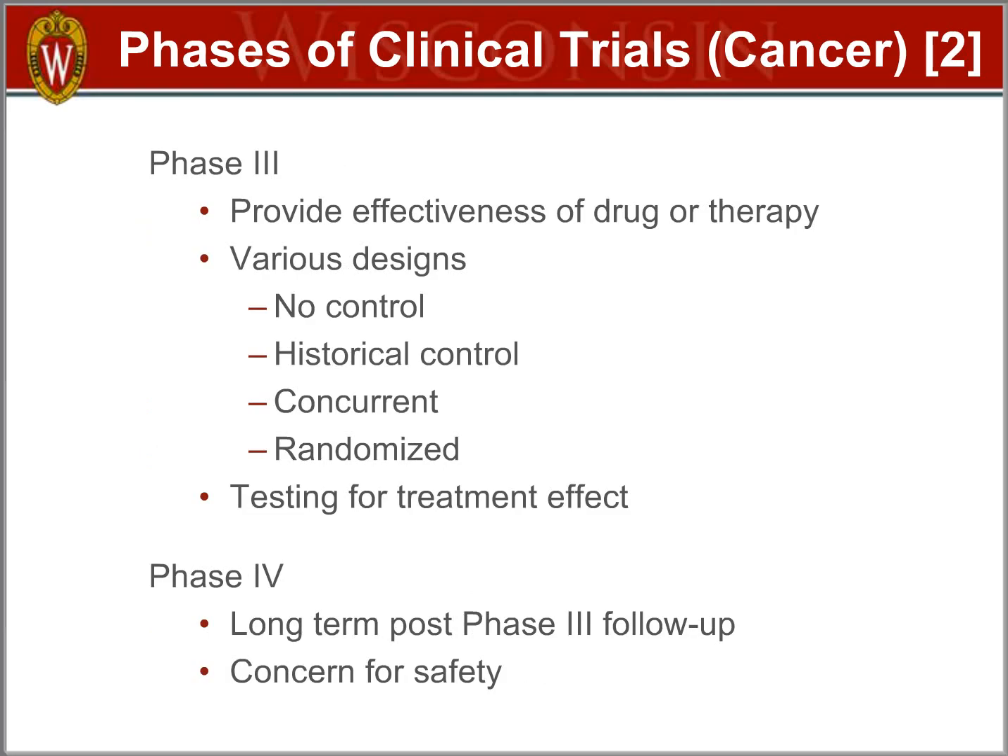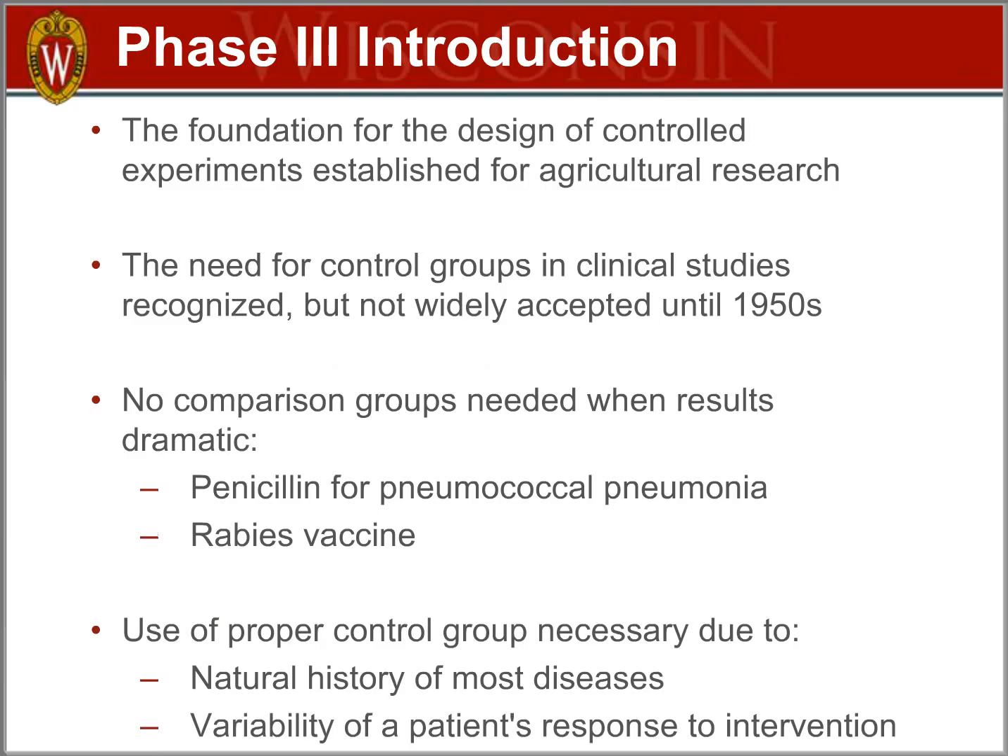The phase 3 trial, which we'll focus most of our attention on, really is to assess the effectiveness of the drug or the therapy. There are various designs which we'll examine, from no control, historical control, a concurrent control, or a randomized control. In all cases, we're trying to test for treatment effect. We sometimes refer to a phase 4 trial, which is a post-phase 3 or post-approval process where we're looking for long-term safety issues. These trials are sometimes not randomized, but merely a passive assessment of long-term safety issues. The phase 3 trial is where we'll spend our energy.